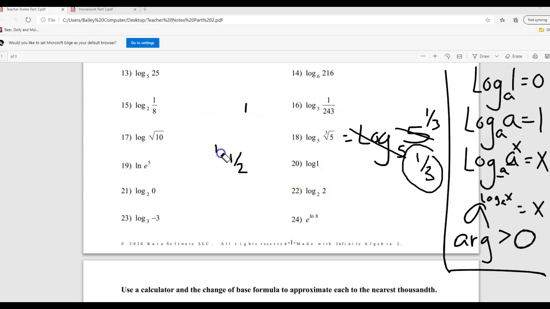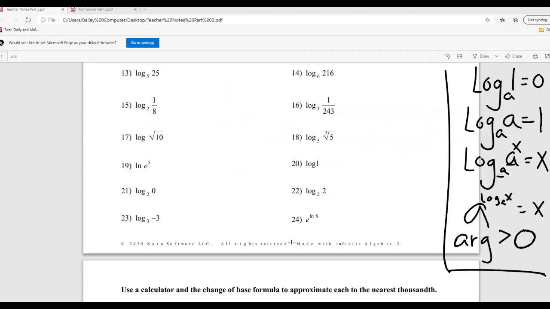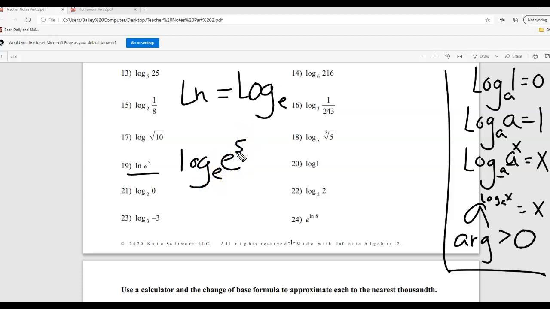Let's go ahead and take a look at some more here. For number 19, ln is what's called the natural log. The natural log, that's the same thing as saying log with a base of e. So if it helps you, you can just change ln into log base e. And then you see it just basically follows these rules here. So this one cancels here, and we're left with 5.